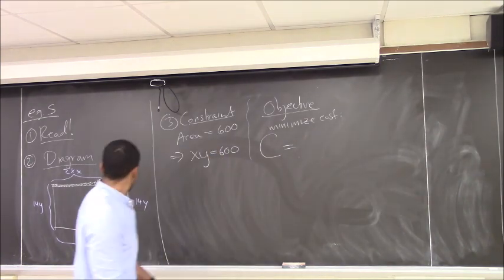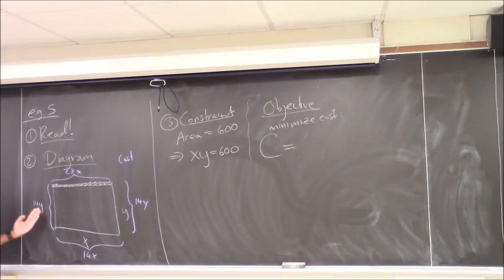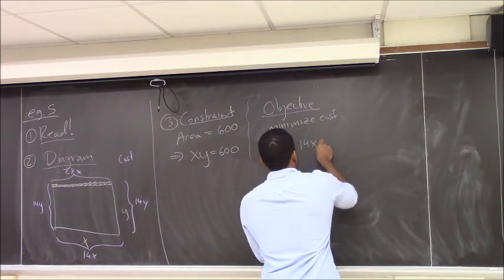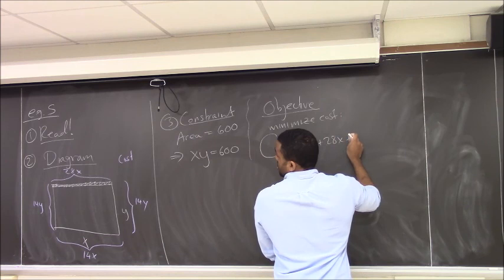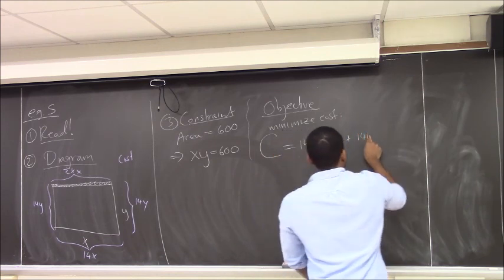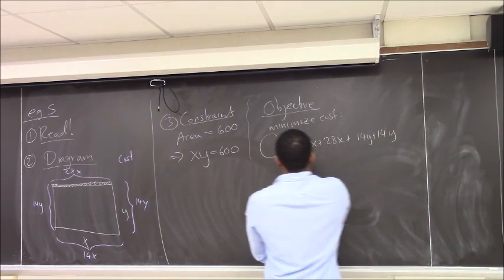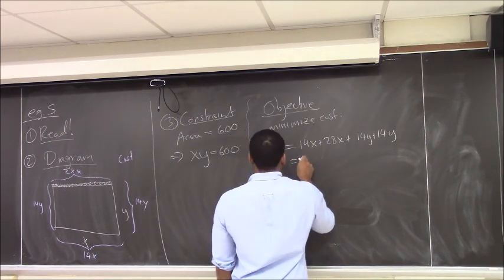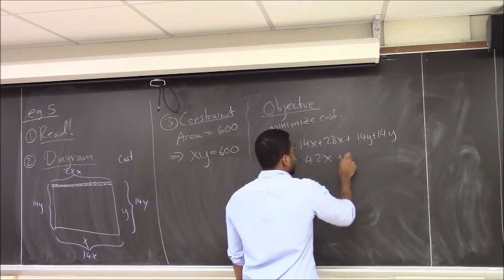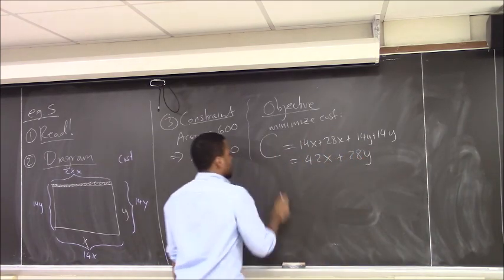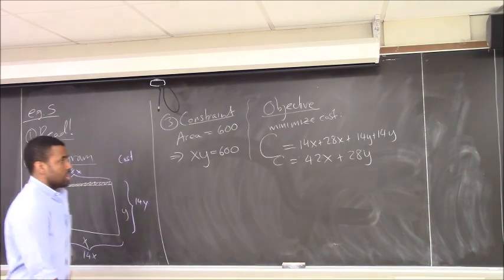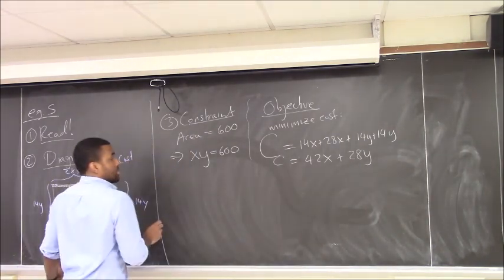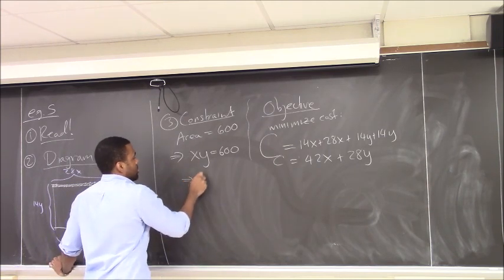Let's see the cost. I realize the cost of each side, so I'm just going to add these all up. So it's 14x plus 28x plus 14y plus 14y. So that's, now things are getting serious, right? We're at 42x plus 28y, 42, the answer to life, the universe and everything. Whatever, let's solve for y.